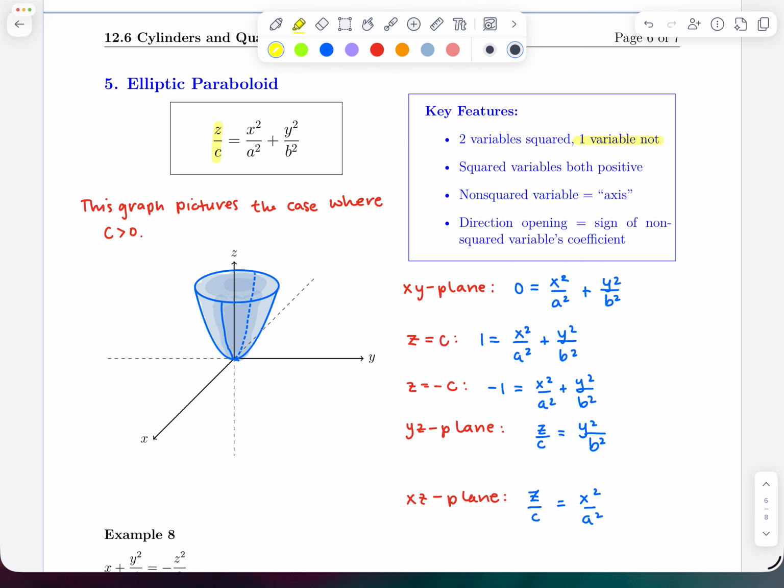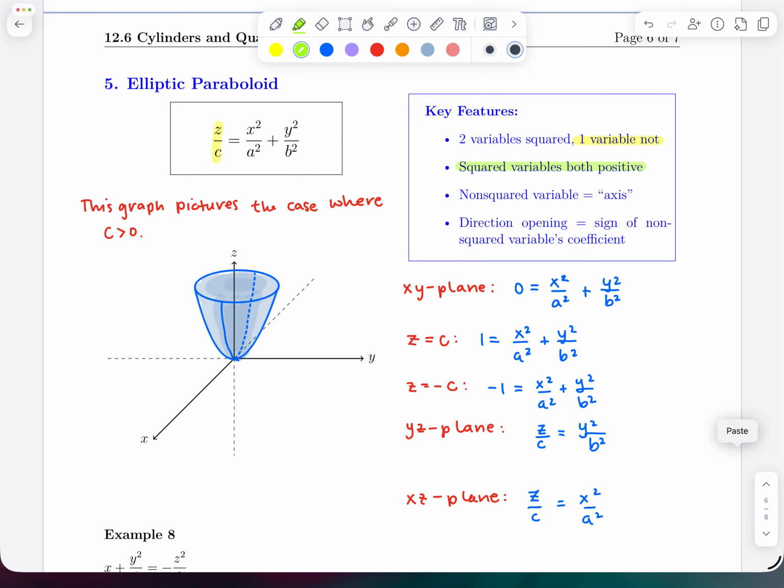When you put the non-squared variable on one side and you have the other variables on the other, then what you're checking for is whether the squared variables are both positive, or are they opposite signed. So in this case, they're both positive, and they have the same sign, and so that's important. That's what's going to make this elliptic in nature.